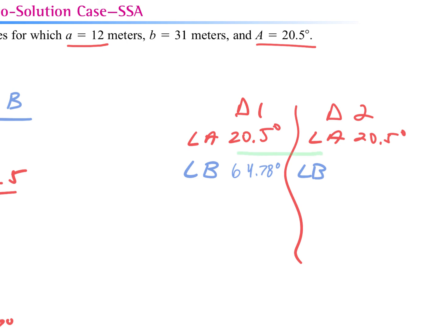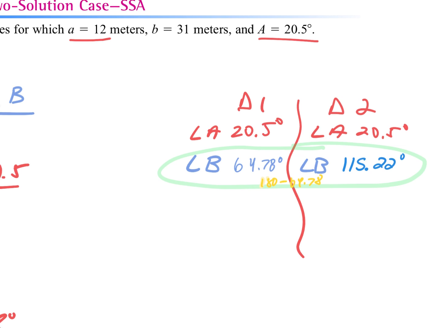How do I do that? I'm going to subtract from 180. I'm going to find the supplement. So 180 minus 64.78. Tell me what you guys get. 115.22, say? Yeah. Okay. All right. That's doable. That's conceivable.